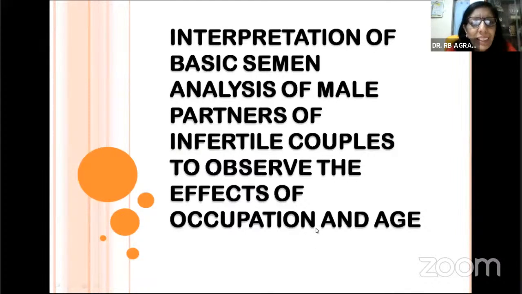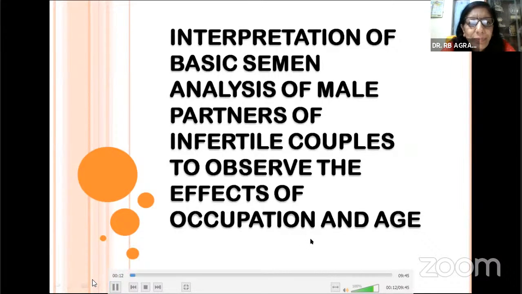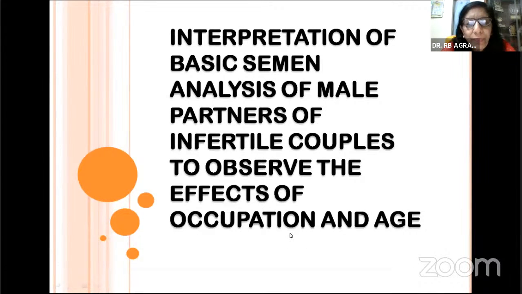Hi, everybody. I'm Dr. Sharmin Hussain from Bangladesh. I work as a clinical embryologist at Fertility Center, Combined Military Hospital, Dhaka, and also as Associate Professor of Anatomy at Armed Forces Medical College. My topic today is interpretation of basic semen analysis of male partners of infertile couples to observe the effects of occupation and age.